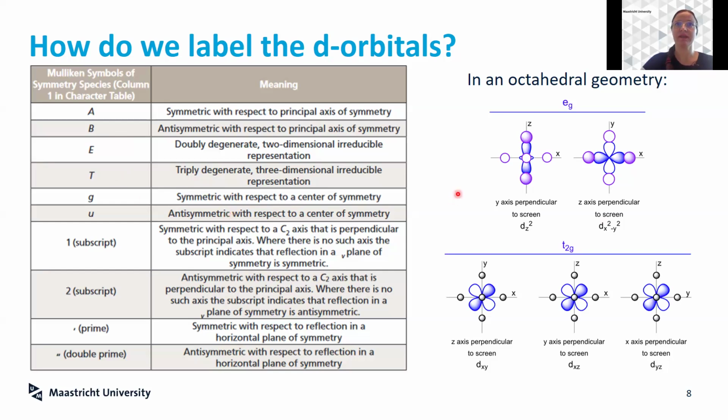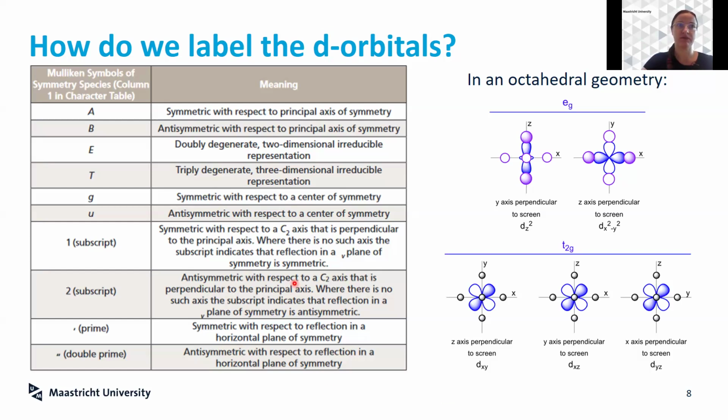G is telling you that this thing is symmetric with respect to the center of symmetry. So you can only have this G label because the octahedron has a center of inversion. Likewise, T2G is telling you that these three things are triple degenerate, meaning that you cannot distinguish one from the other. They are equivalent to each other, but they are different in orientation.